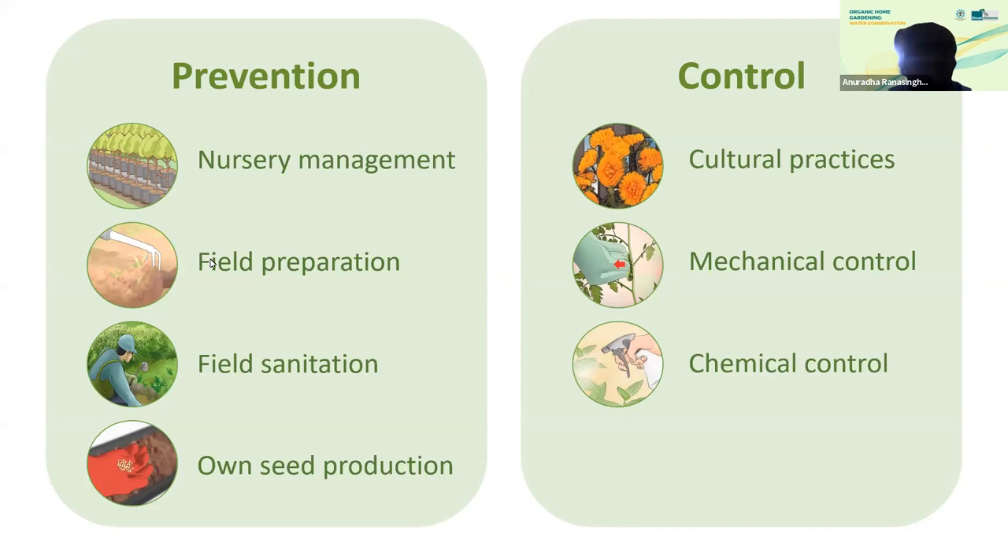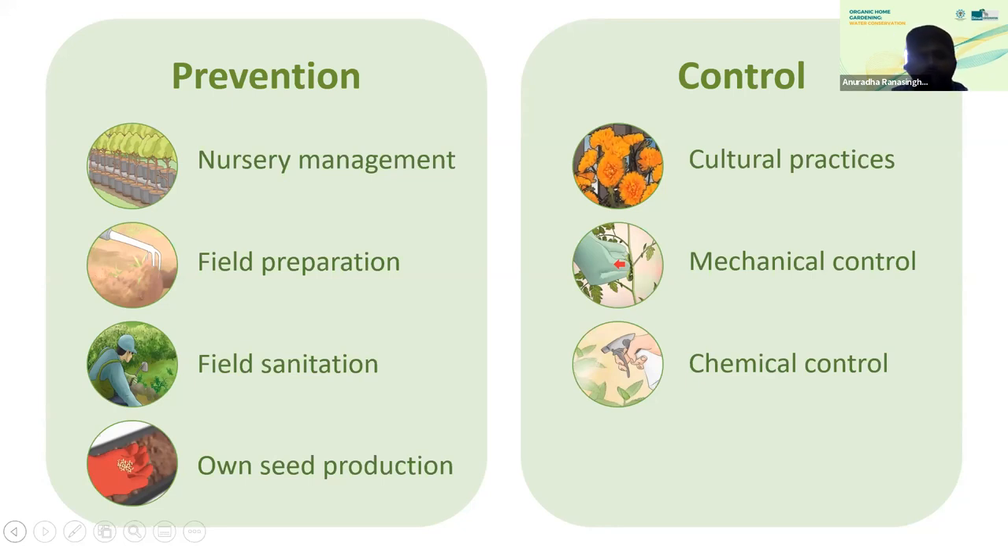Then when we discuss control, we can maintain several cultural practices. For example, we can cultivate pest repellents like marigolds and crops like basil. Then we can set up some lights to attract pests. Likewise, different cultural methods we can implement. Or sometimes we can add some smoke to chase the pests away. Then again, we can use mechanical control methods like setting up traps or manually catching them.